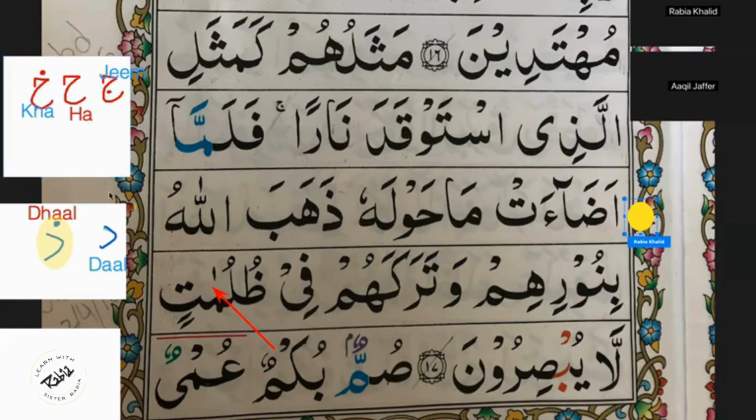Okay, so Akil, we were reinforcing our letters Jim, Ha, and Kha. Their shapes are the same, just the dots are on different areas. Now today's new letters are Dal and Dhal. So if we try to find the Dal, you did a good job finding it. Okay, where is it? It is right here. Okay, see?